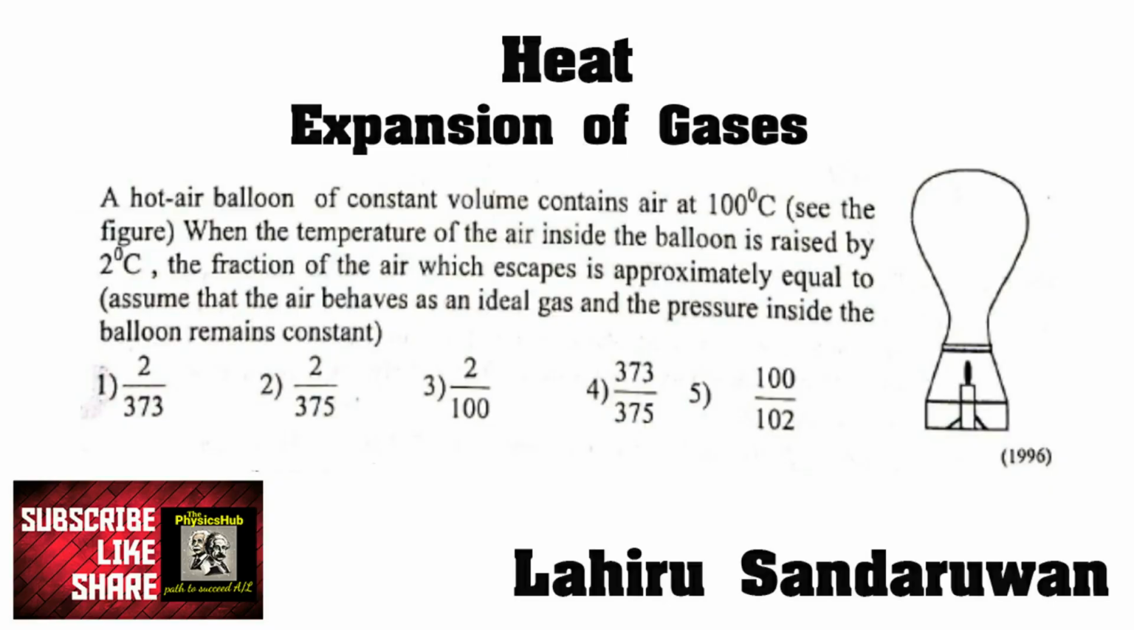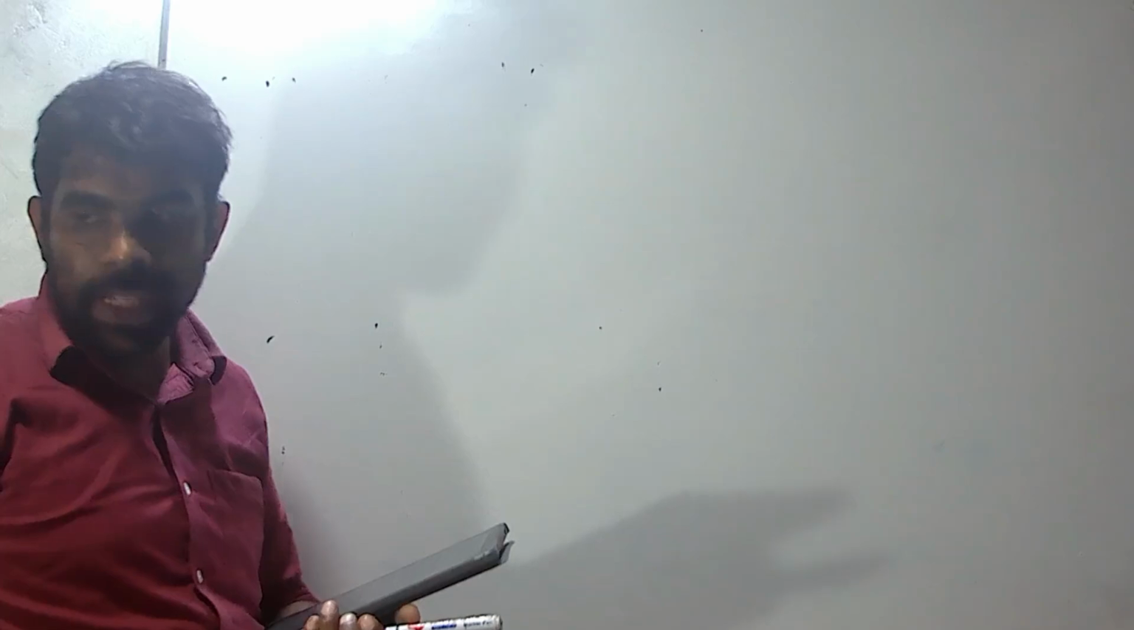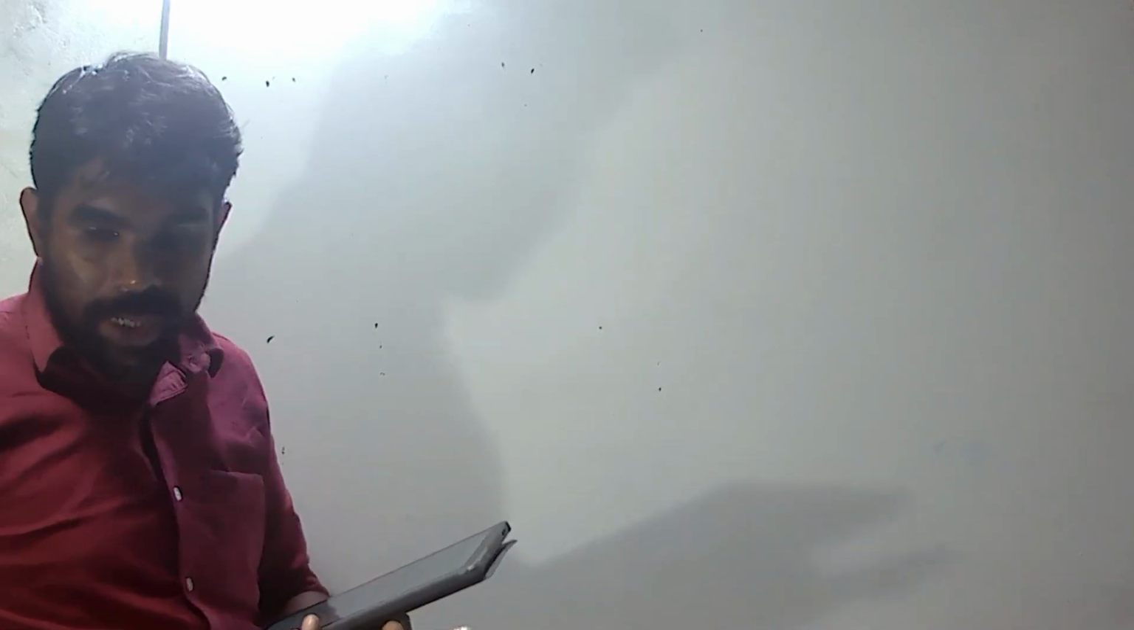A hot air balloon of constant volume contains air at 100 degrees Celsius. See the figure. When the temperature of air inside the balloon is raised by 2 degrees Celsius, the fraction of air which escapes is approximately equal to. They have given, assume that the air behaves as an ideal gas and the pressure inside the balloon remains constant. For the air balloon, volume is constant. Volume is not changing. And they have given pressure remains constant.